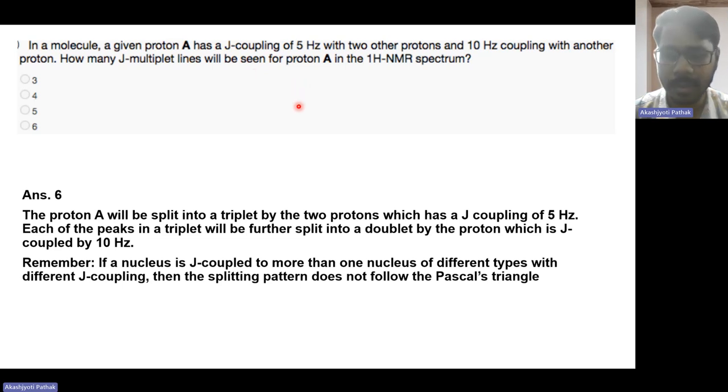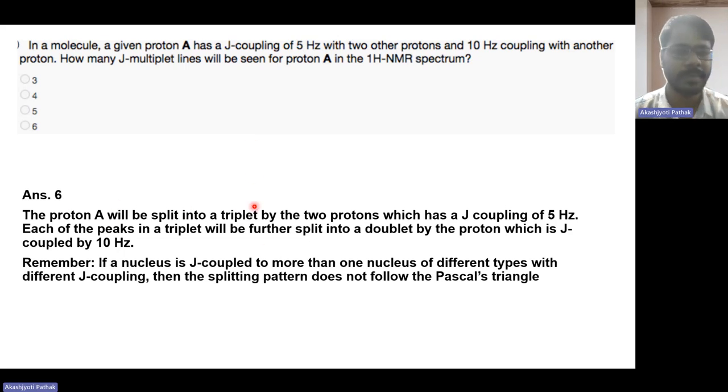Okay. Now, once it splits into a triplet, then there is another proton. The other proton, which has a coupling of 10 hertz, will again split these three peaks into doublets, right? So the first peak will be split into two, then the second peak will again be split into two, and the third will again be split into two. So in total, how many J multiplet lines will we have? We will have six.